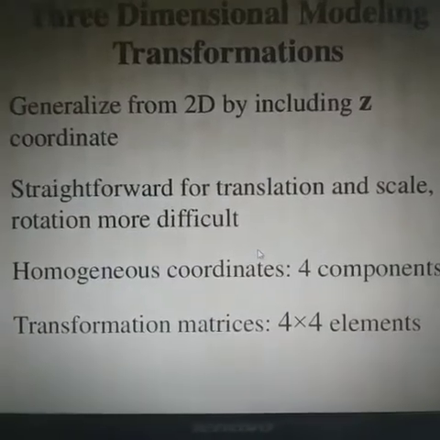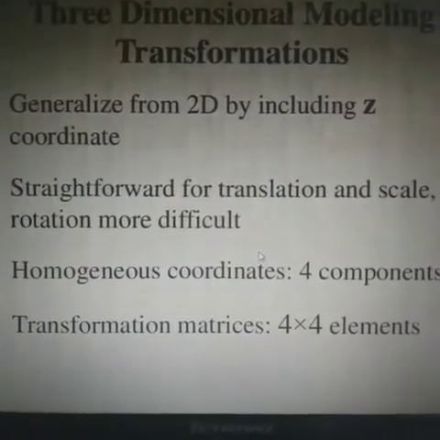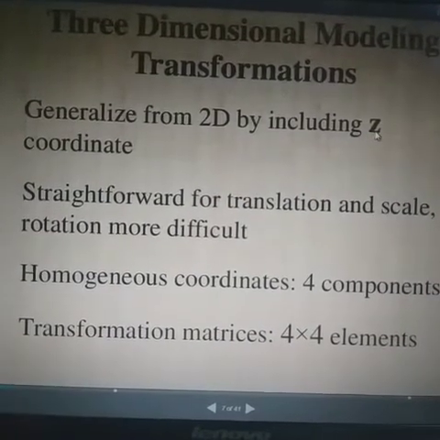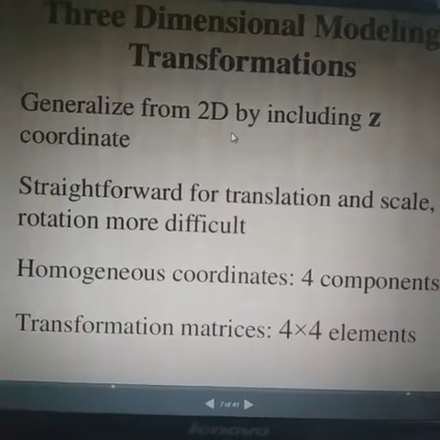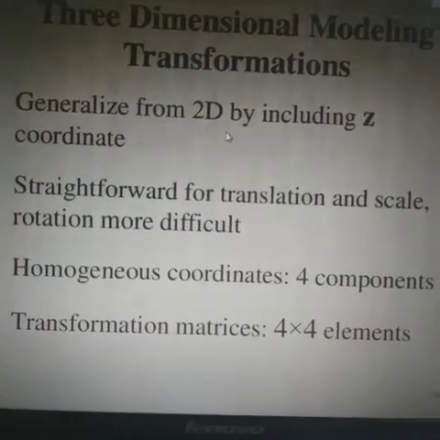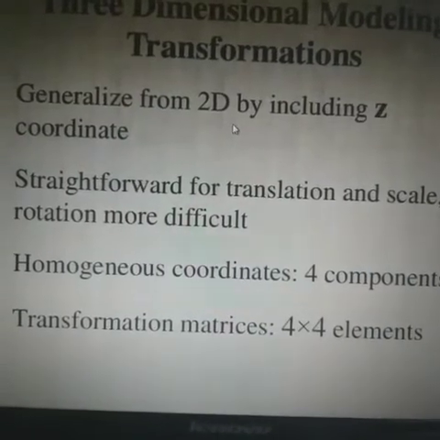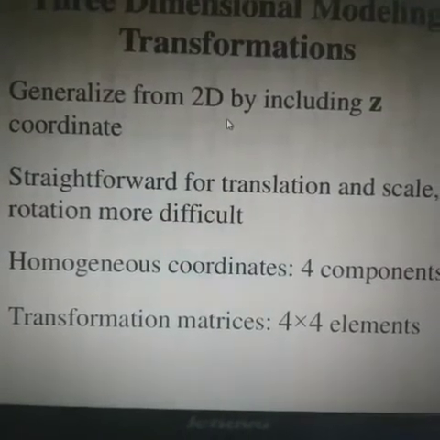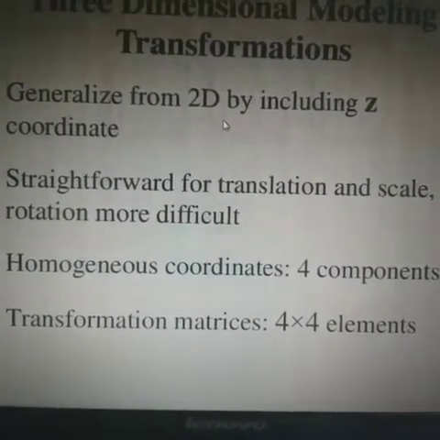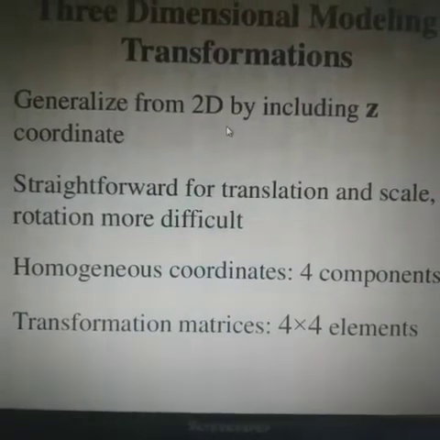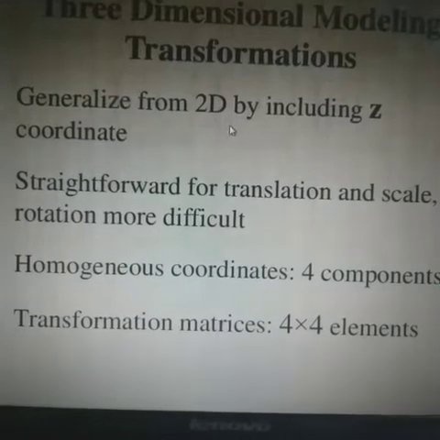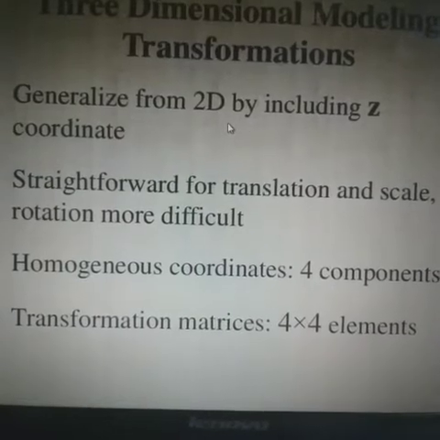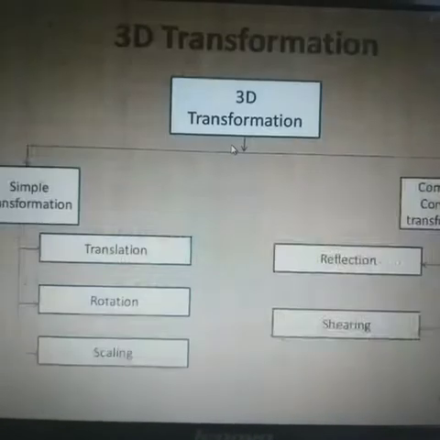Next, what is to be included in three-dimensional modeling transformation. Z is included in the two-dimensional plane, so it becomes three-dimensional, and to make rotation, scaling, and translation easier, homogeneous coordinates are to be used, like we use in two-dimensional transformation. By taking one as another component with x, y, and z, we now have a total of 4 components. So the matrix taken is 4 by 4 elements.